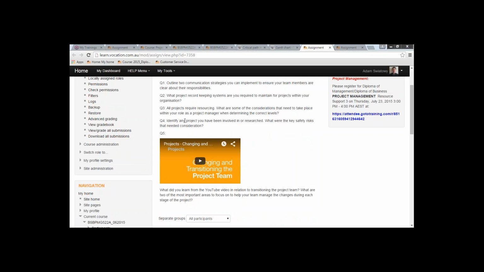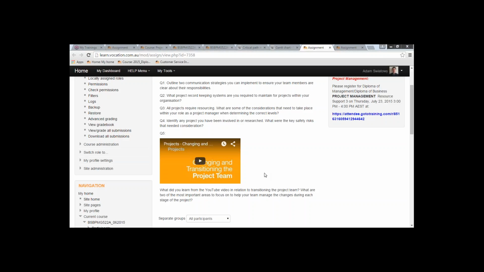Now, question 4, identify any project that you've been involved in, talk about the key safety risks. We did a little bit on risks last week, so go back to that. Something that will actually come up in your assessment task, number 2, is what we call financial lines of authority and decision making.